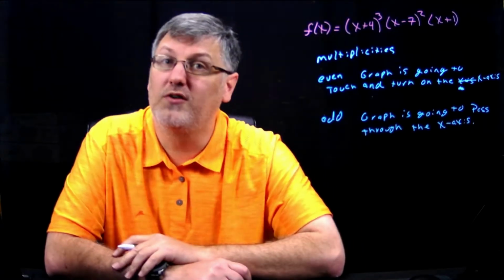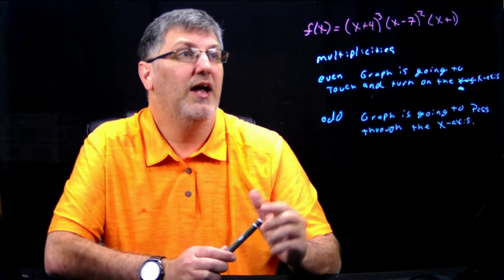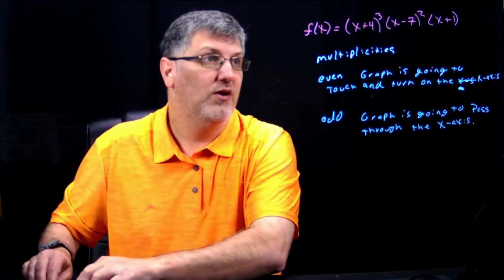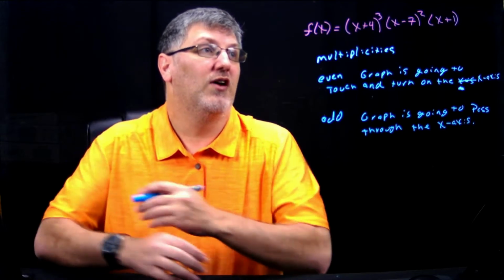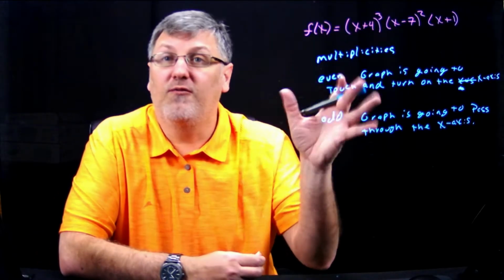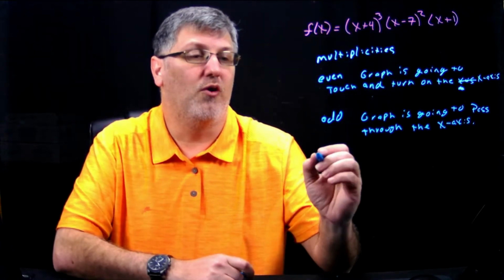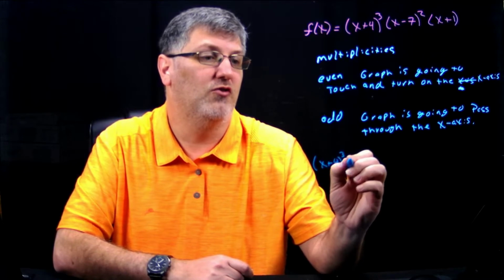Okay, so what does that mean? Here I have a function f of x equals (x plus 4) cubed times (x minus 7) squared times (x plus 1). To find the x-intercepts, this is already in factored form, so we are simply going to set each of the factors equal to 0.